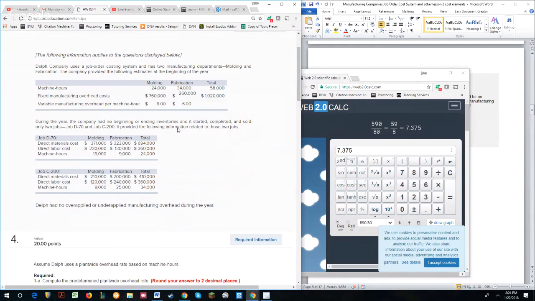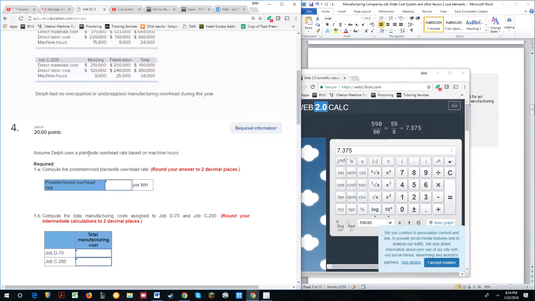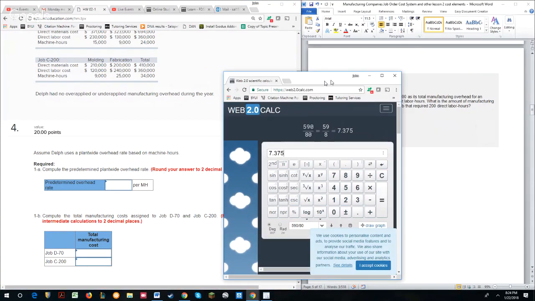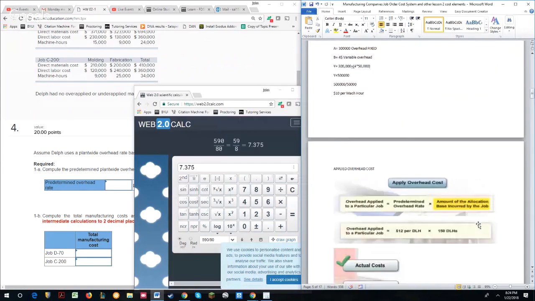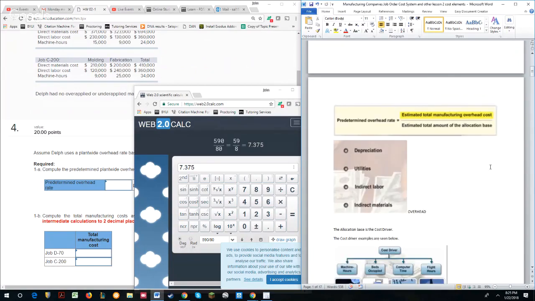So this is everything. Right. Okay. So assume Delphi uses a plant-wide overhead rate based on machine hours. Compute the predetermined plant-wide overhead rate. Okay. So that is that formula, right? The predetermined overhead rate, you take your total estimated manufacturing overhead cost divided by your estimated total allocation base.